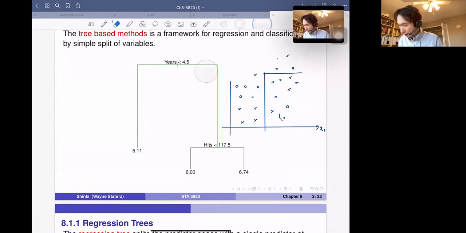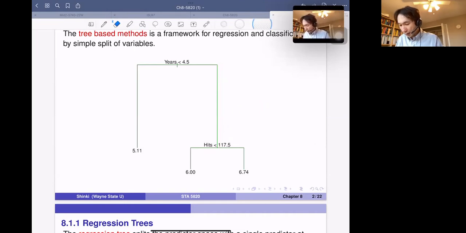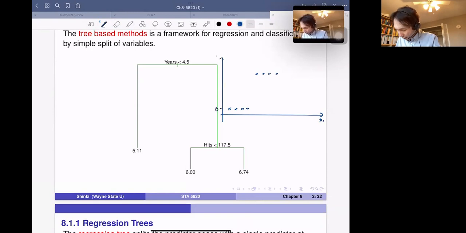So maybe I will make a simpler example of just x1. We have maybe one category here and another category here. Category 0, category 1.